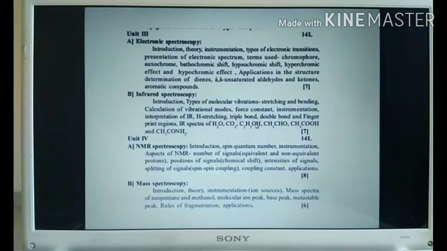And then some important terms like hydrogen stretching, triple bond, double bond and fingerprint region, isn't it? Interpretation of IR on the basis of hydrogen stretching, triple bond stretching, double bond stretching, and the fingerprint region. It is one of the most important regions which helps to determine structurally close molecules. Now then IR spectra of water molecule, carbon dioxide, ethanol, acetaldehyde, acetic acid and then acetamide.